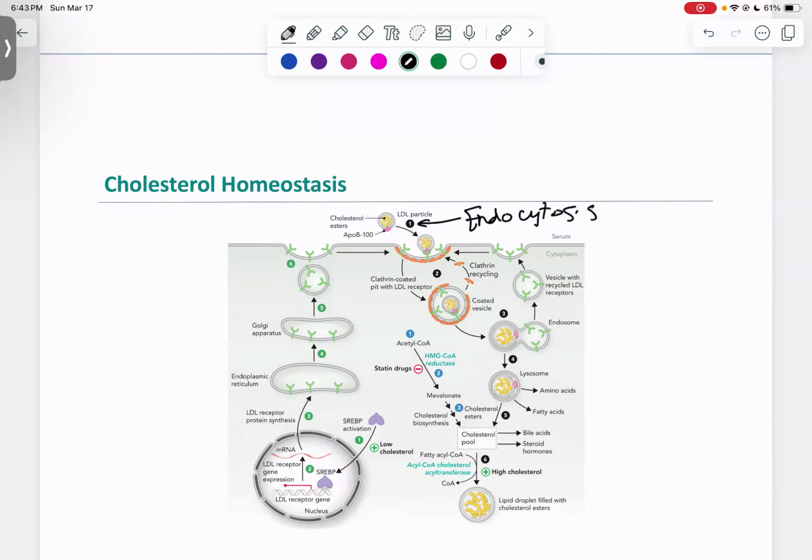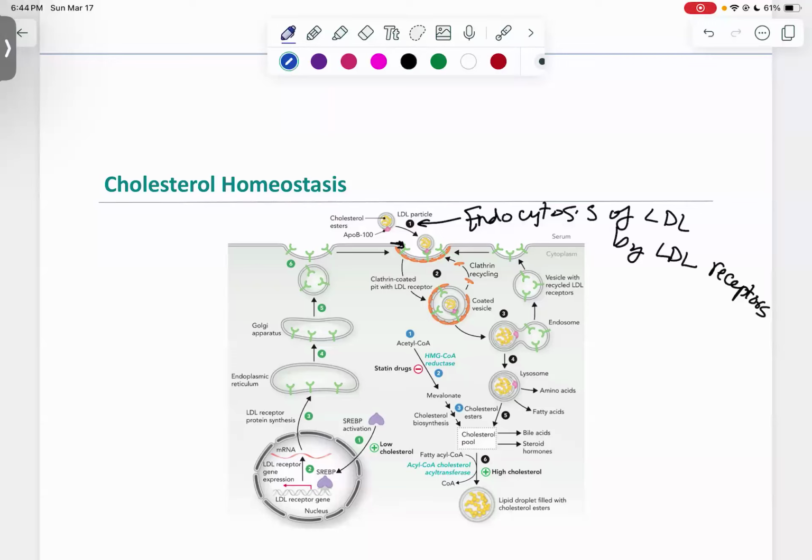Endocytosis of our low density lipoproteins by LDL receptors. And this is what I was telling you about, that the patients just don't have these little receptors right here, these little green things. They just don't have those. And so then their blood serum levels of those LDLs are crazy.